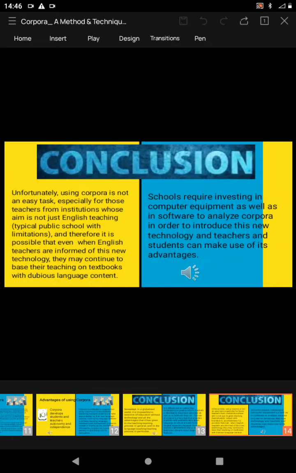Unfortunately, using corpora is not an easy task, especially for those teachers from institutions whose aim is not just English teaching, like a typical public school with limitations, and therefore it is possible that even when English teachers are informed of this new technology, they may continue to base their teaching on textbooks with dubious language content. Schools require investing in computer equipment as well as in software to analyze corpora in order to introduce this new technology, so that teachers and students can make use of these advantages.